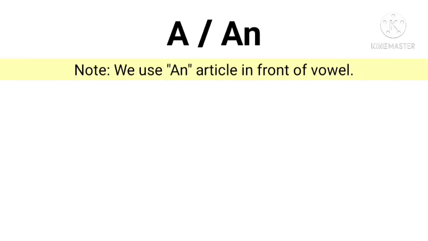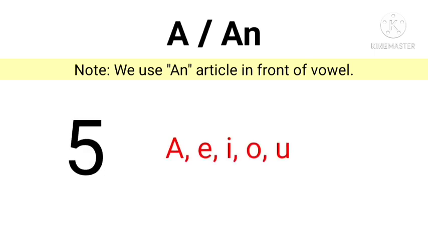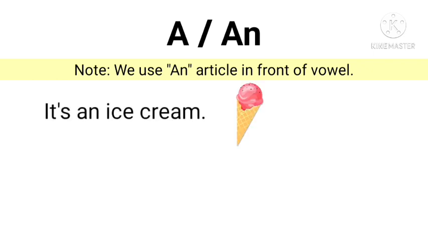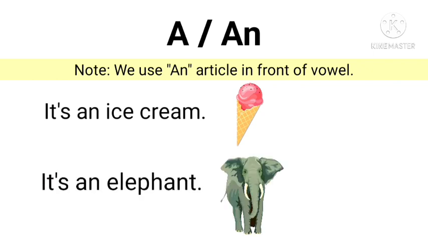Article an. Note, we use the article an in front of a vowel. There are 5 vowels: a, e, i, o, u. We use the article an before these vowels. Example, it's an ice cream. Did you notice, I is a vowel, so we use the article an. It's an elephant. E is a vowel, so we use the article an.